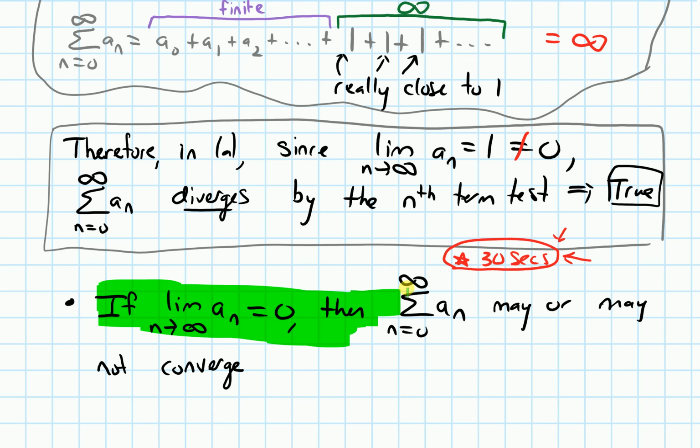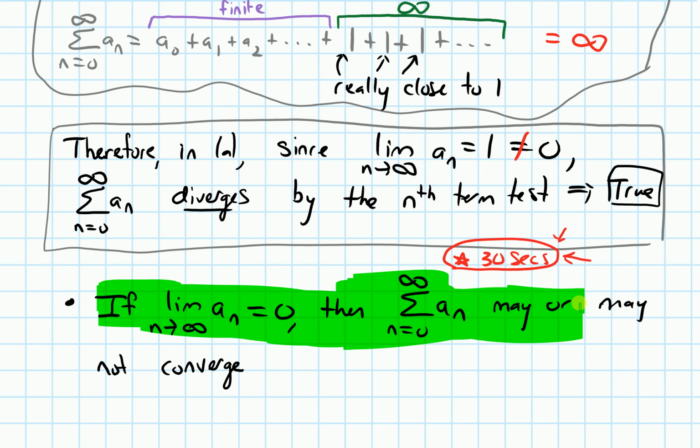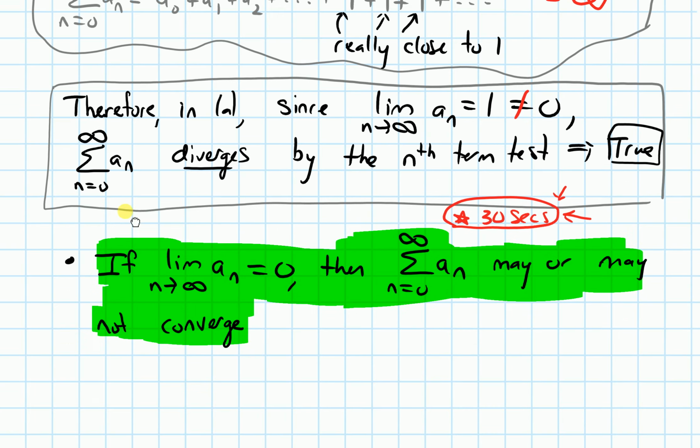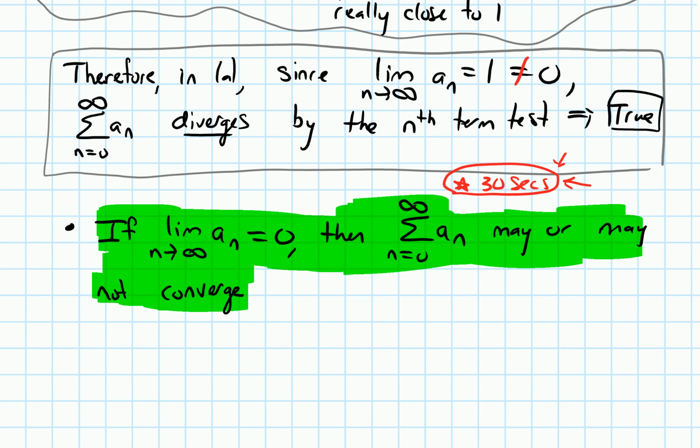There are situations where the limit of a sub n equals 0 and the series converges, but there are also examples where the limit of a sub n is 0, but the series diverges. And we've seen some examples before. So what are some examples? Okay, so I'm going to give 2 examples.